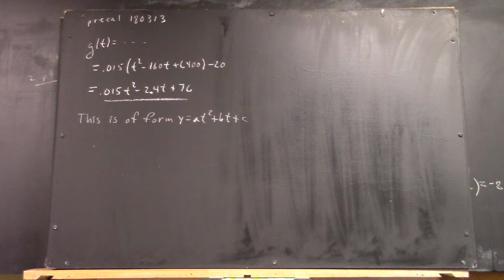Okay, so now we can answer some questions. First of all, what are the vertex and the y-intercept of the function? Well, the intercept would be 76.